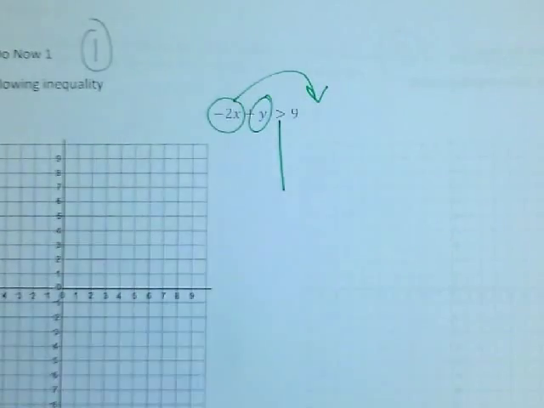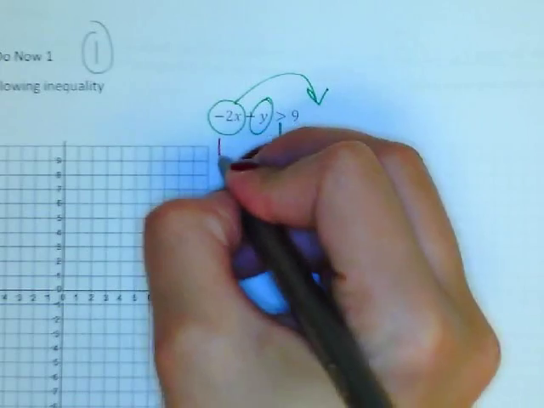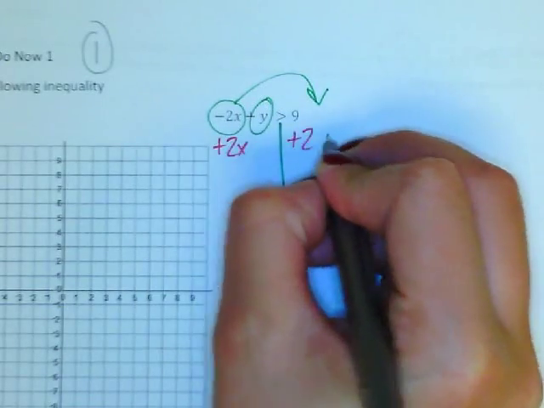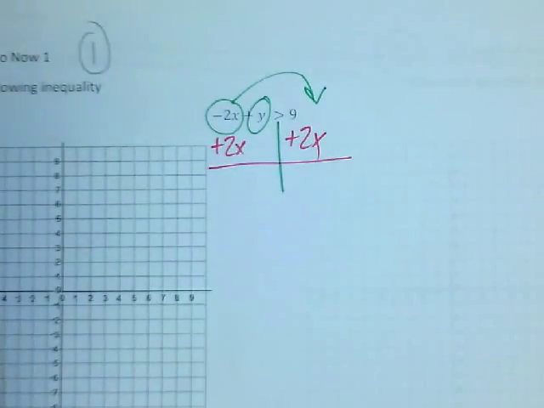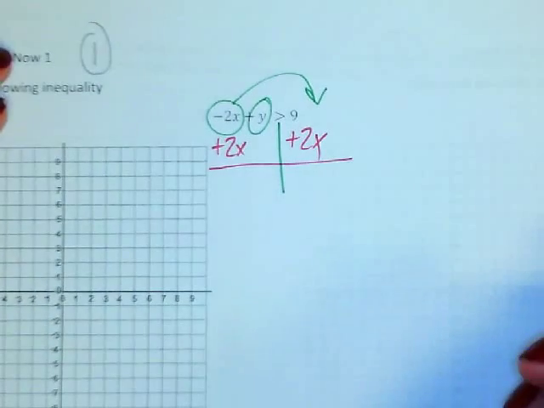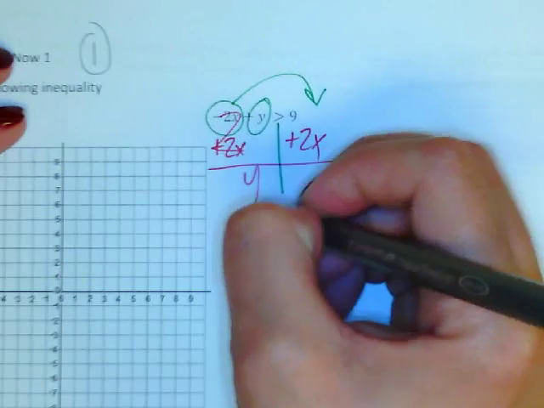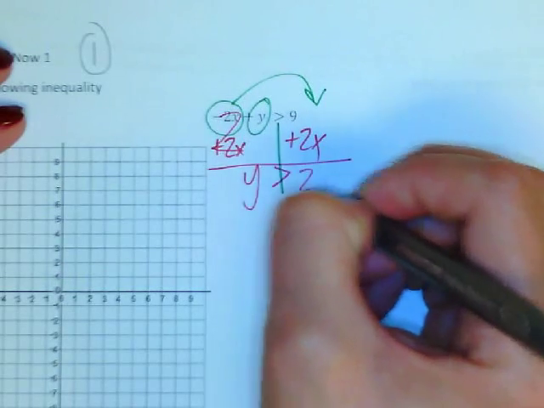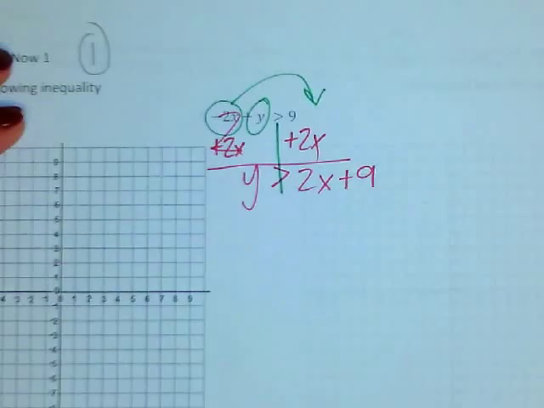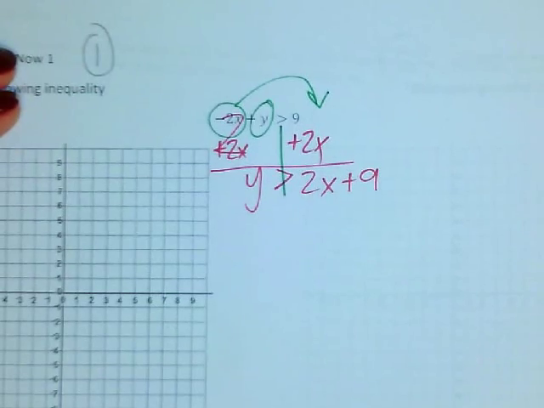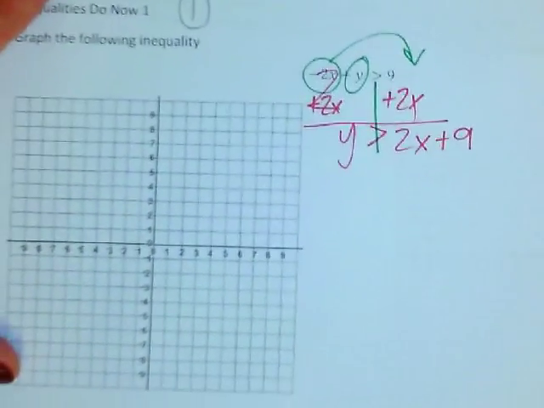Okay, so here I do the opposite or inverse operation, which would be plus 2x to move it to the other side. Remember, to move things to the other side, we add or subtract only. Y is greater than 2x plus 9. So there is my equation in y equals mx plus b.